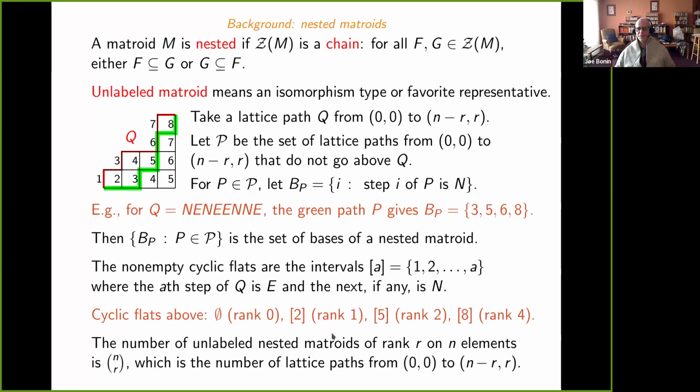So that tells you the number of these nested matroids of rank r on n elements is just the number of paths from (0, 0) to (n−r, r). So that's n choose r. So that's a nice way to represent nested matroids.